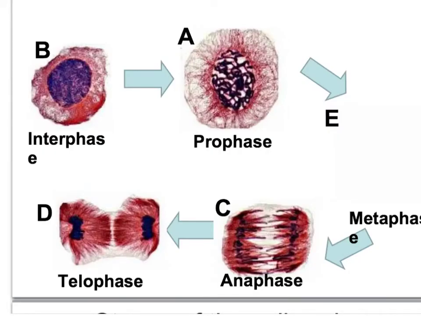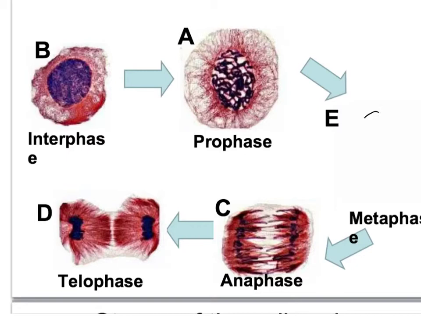Here's another diagram. Here's interphase. You can't really tell or identify the chromosomes. Prophase, the DNA, the chromatin has now formed its more condensed form, and you can see those chromosomes, but they're not showing any alignment or any structure.